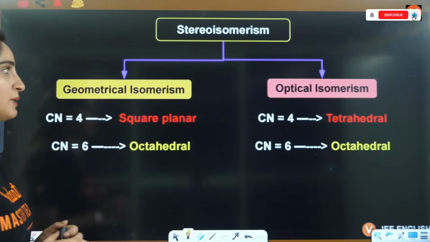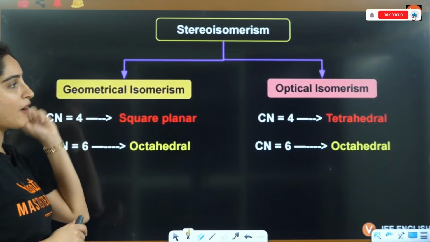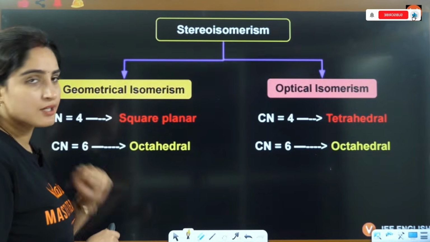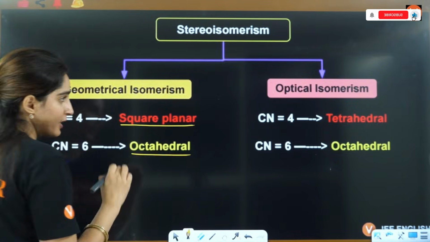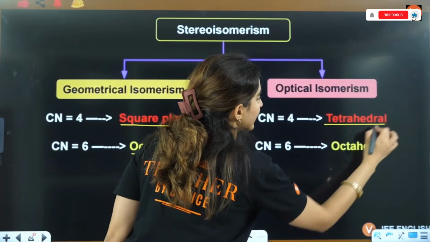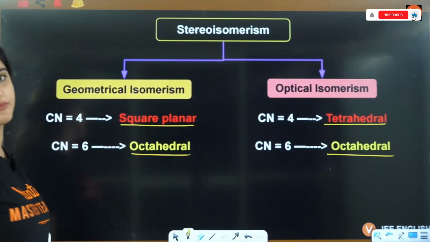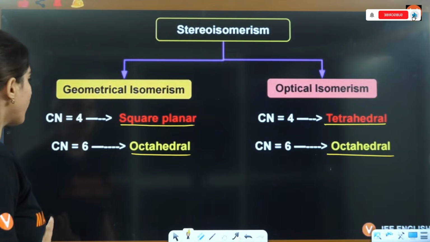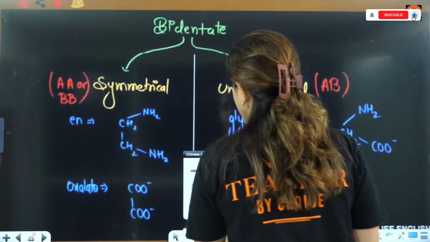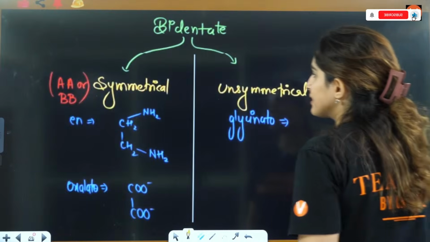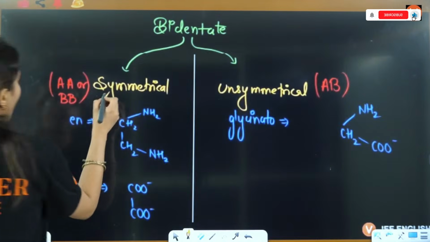Otherwise, let's see. Now this is divided into two categories. One is geometrical, the other is optical. Geometrical is only shown by square planar and octahedral. Optical is shown by tetrahedral and octahedral, right? So first we will talk about geometrical isomerism. And before starting this, always remember that if I say there is AA or BB, that is called symmetrical.